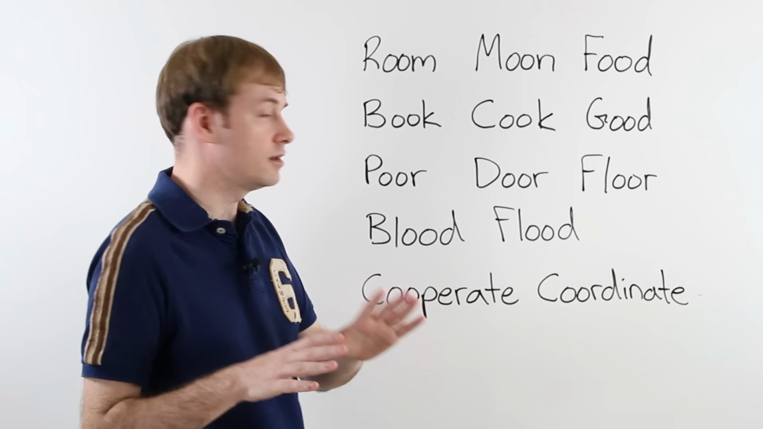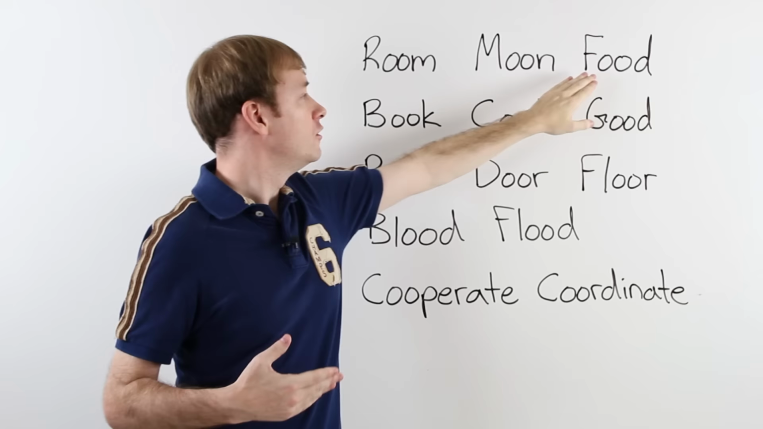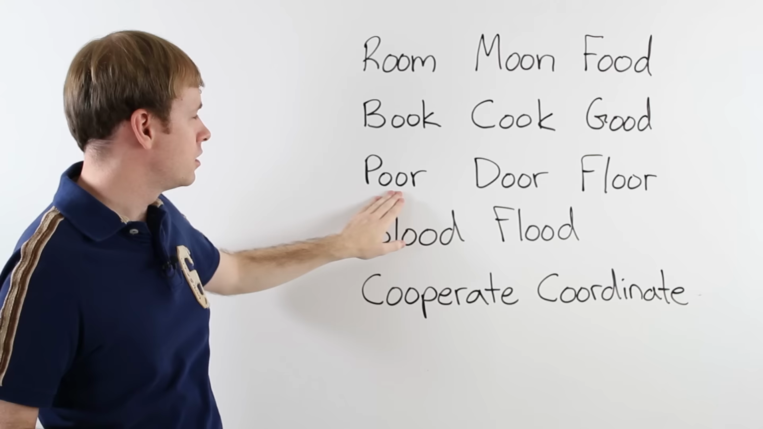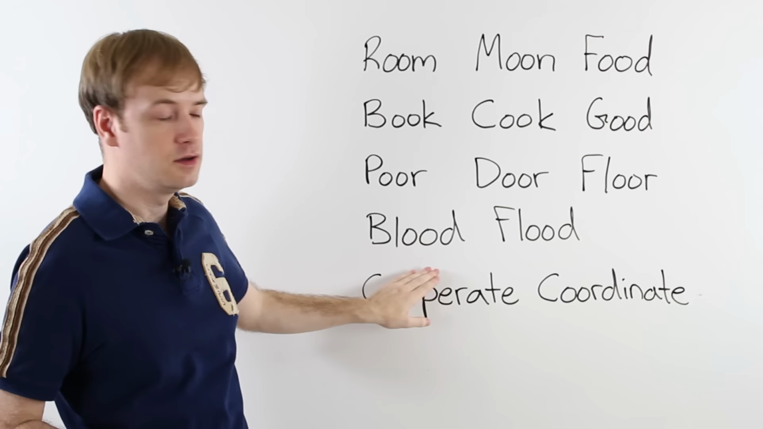Okay, let's review very quickly. Room, moon, food, book, cook, good, poor, door, floor, blood, flood, and cooperate, coordinate.